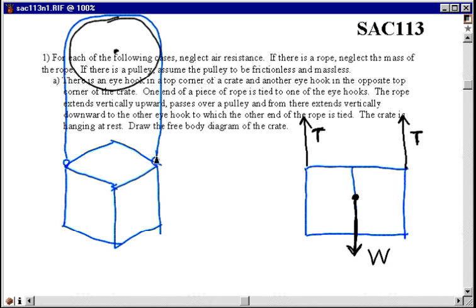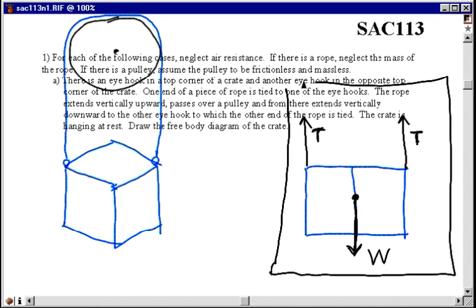We get everything that's touching it. The rope is touching it there. There's a rope segment touching it there. And then the one force exerted on the crate by an object that is not touching the crate, namely by the Earth, and that force is the weight force. So we got the whole thing. I want to emphasize that this is the free body diagram over here. This is our answer to 1A.